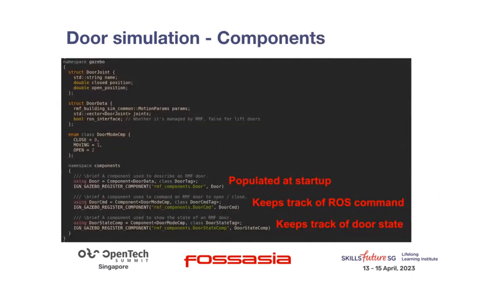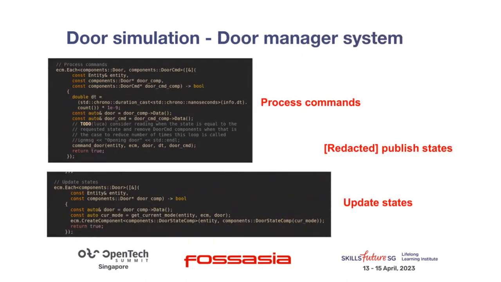And here are screenshots of code, but you don't really need to look at the code. In general, what you do is again create a component to say this entity is a door. Then you create a component to say this door has been told to do this operation, which is open or close. And then you create a component to say whether the door is open or closed. Once all this data is created and populated, all the logic is implemented in a single system that will execute logic based on these components, which would look something like that.